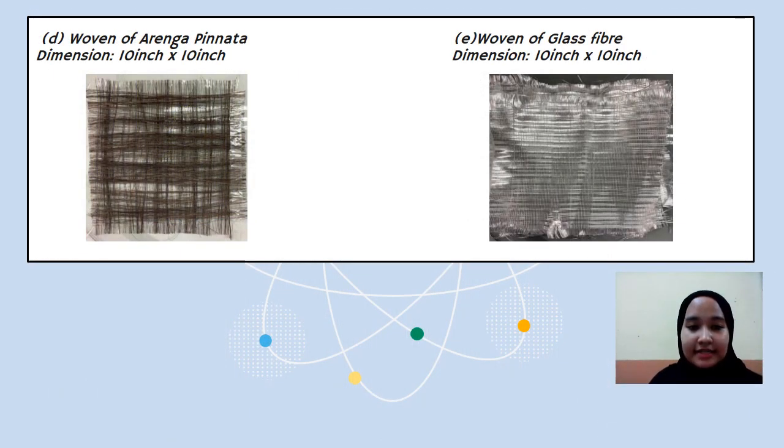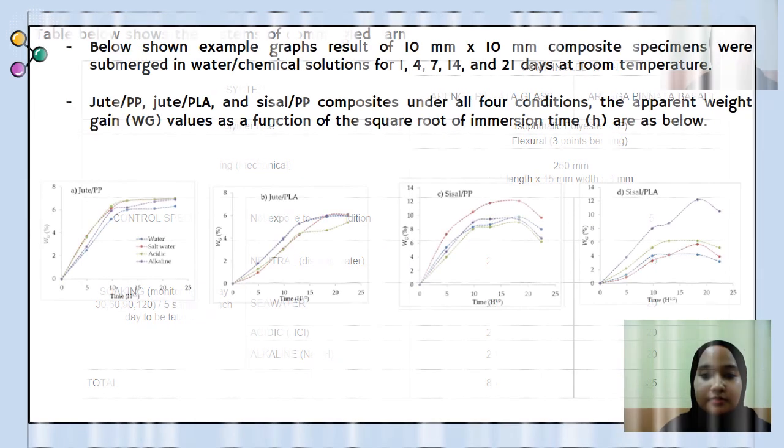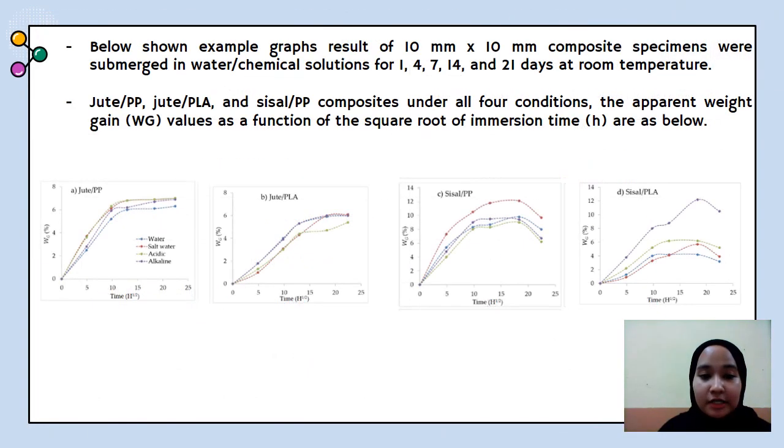Next, D is a figure of woven Aringa pinnata and E is woven glass fiber. Next, the table below shows the systems of commingled yarn, which is Aringa pinnata glass and Aringa pinnata basalt. Below are example graphs that I took from a journal, a graph of composite specimens that were submerged in water or chemical solutions for a range of 1 to 21 days at room temperature.